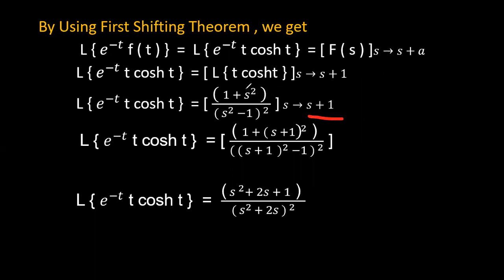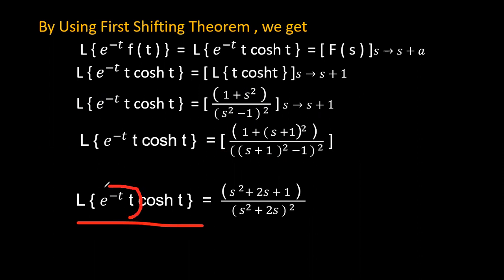So in the numerator, you will have s plus 1 here. In the denominator, you will have 1 plus s plus 1 whole square. Here you had s square, that's why in place of it you will have s plus 1 whole square. In the denominator also, s plus 1 whole square minus 1 whole square. Okay, so if you simplify the numerator and denominator, finally you will get this function: s square plus 2s plus 1 by s square plus 2s whole square. So this is the Laplace transform of e power minus t into t cos ht.